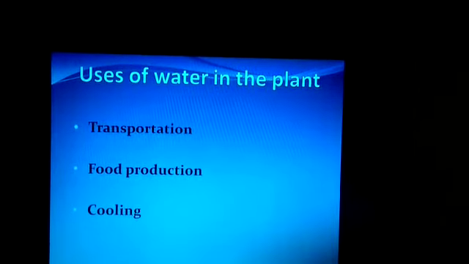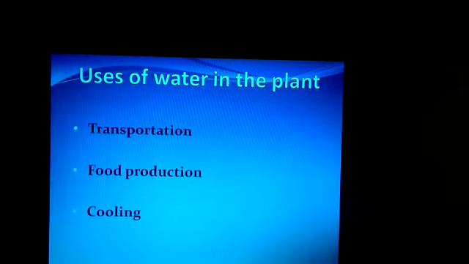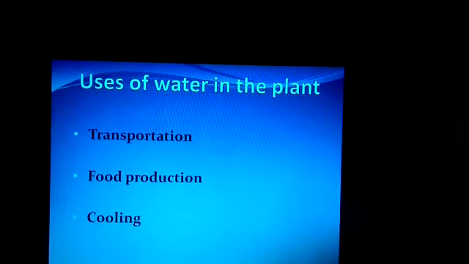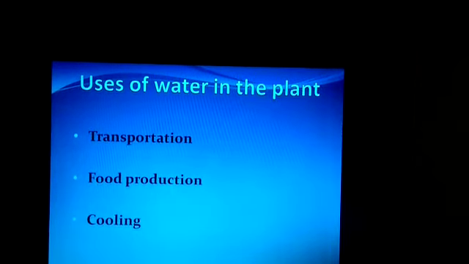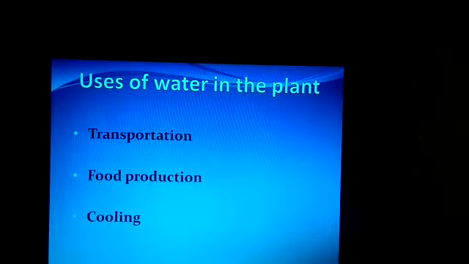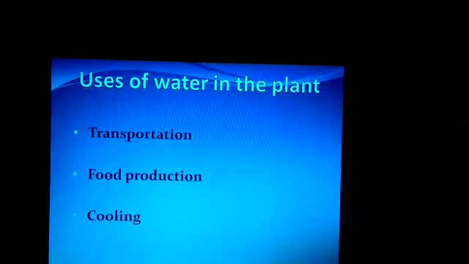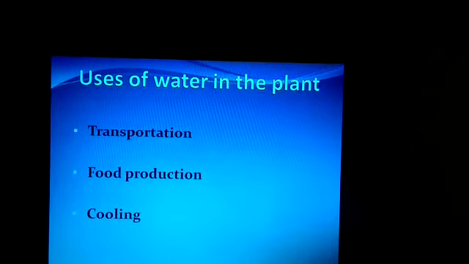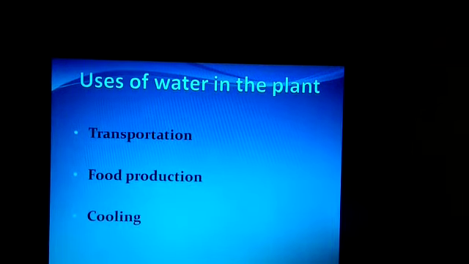And the third one, cooling. The heat utilized when water is lost by the process of transpiration from the surface of leaves in the form of water vapor induces a cooling effect.